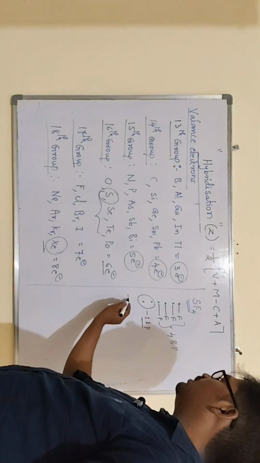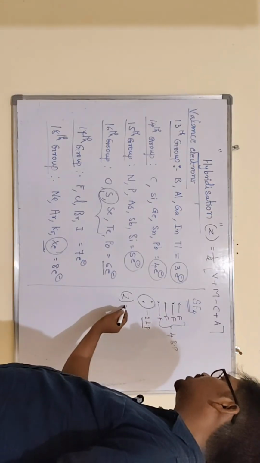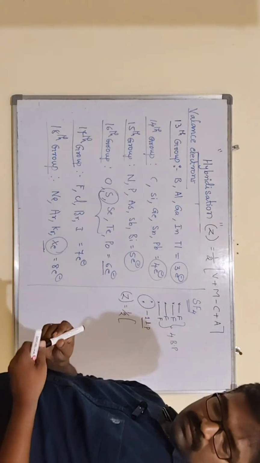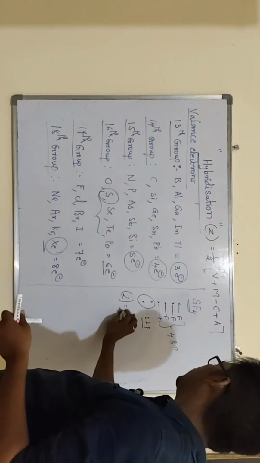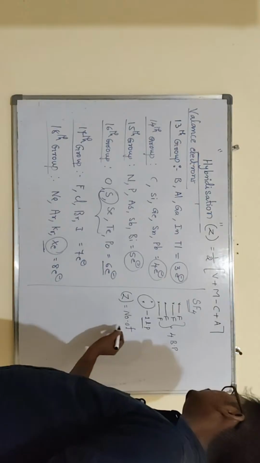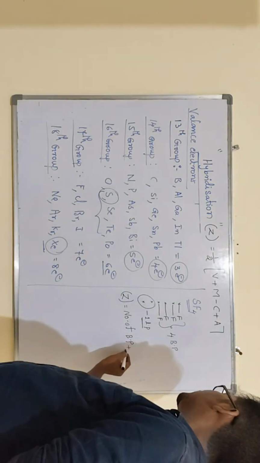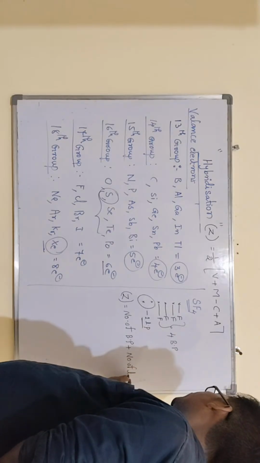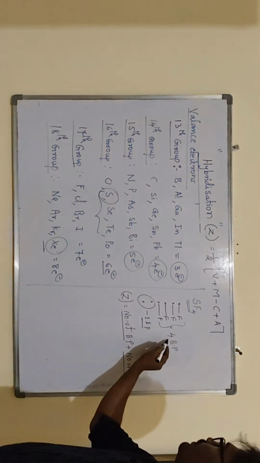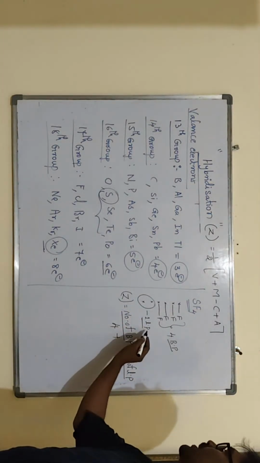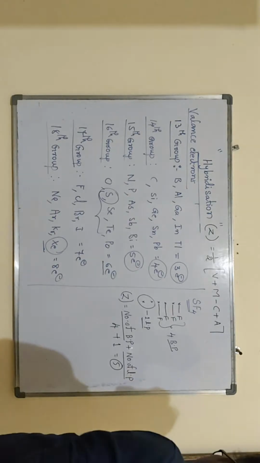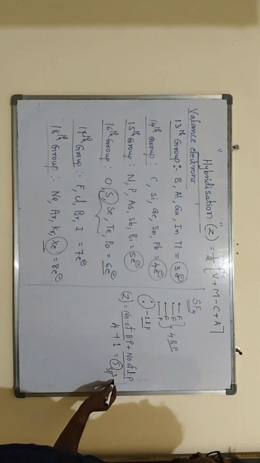Now to find the steric number, we need to find the Z value, so we need not take 1/2 here. The Z value equals the total number of bond pairs plus the total number of lone pairs. Number of bond pairs, how many are there? 4. Plus lone pairs, how many? 1. Then total is 5. Once it is 5, we call it sp3d hybridization.